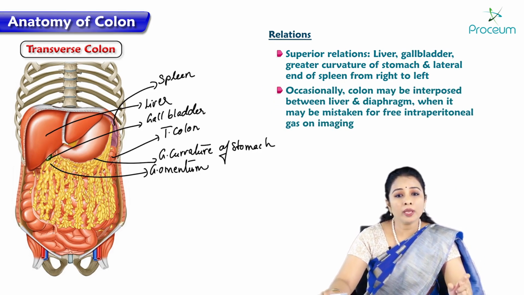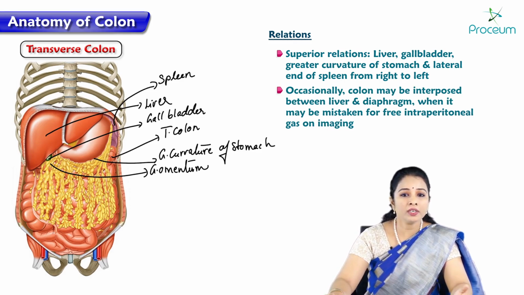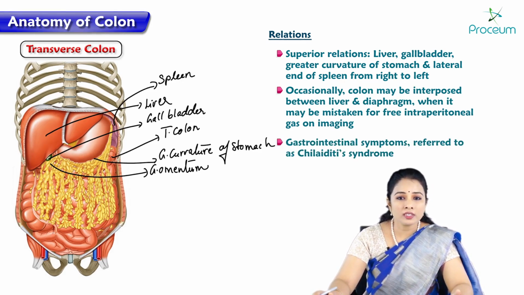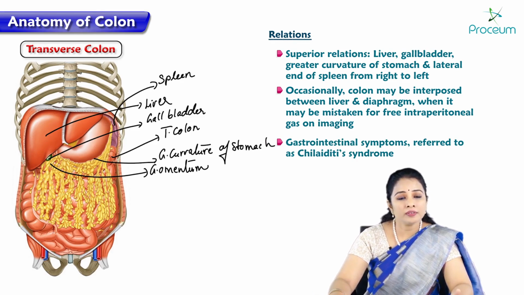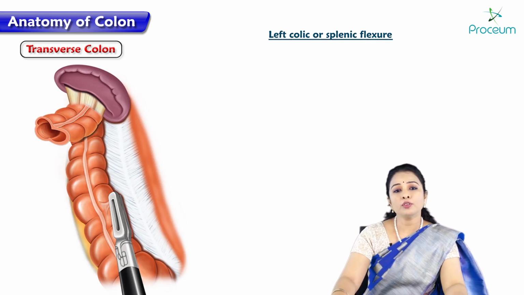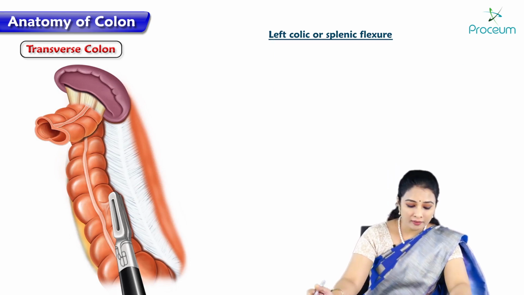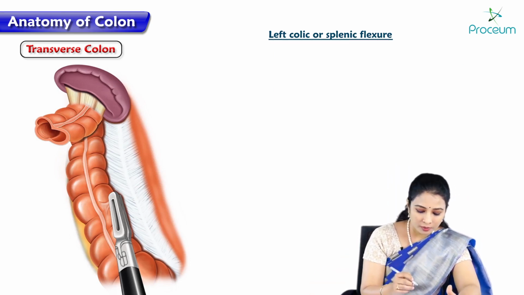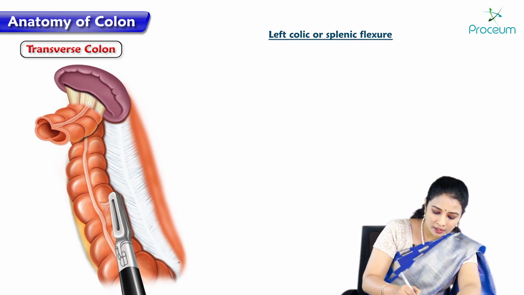Occasionally, the colon may be interposed between the liver and the diaphragm when it may be mistaken for free intraperitoneal gas on imaging. So, when associated with gastrointestinal symptoms, it is referred to as Chilaiditi syndrome. Left colic flexure or splenic flexure. So, here is a beautiful image demonstrating the splenic flexure.